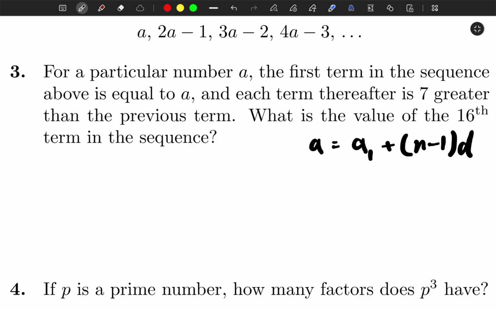Now, to find the common difference d, we know that basically, actually, to find a first, which is this number over here. So to find this, all we can do is subtract 2a minus 1, which is this term, from the previous term, a, and this should give us 7, as they already mentioned in the question.